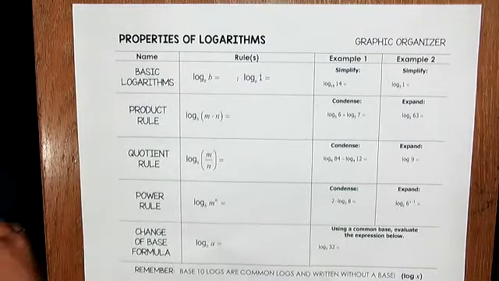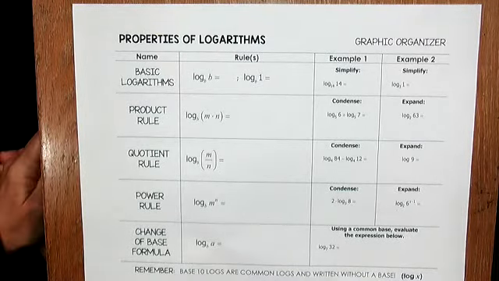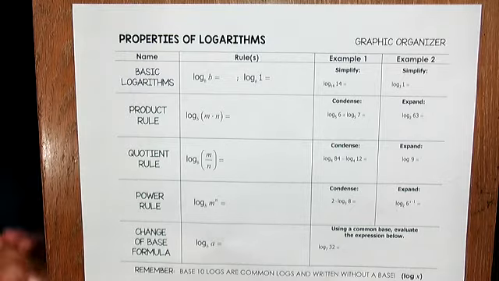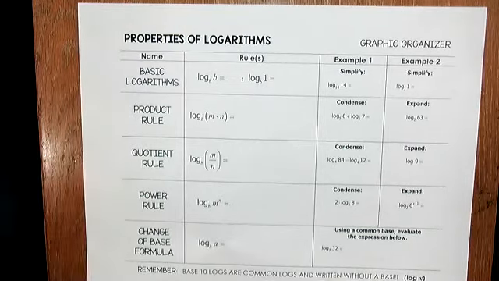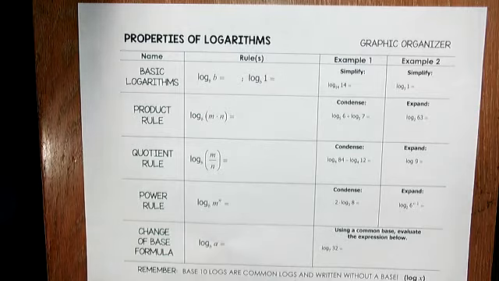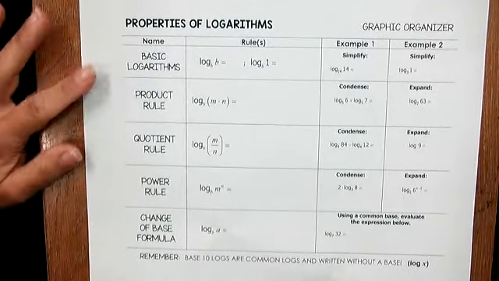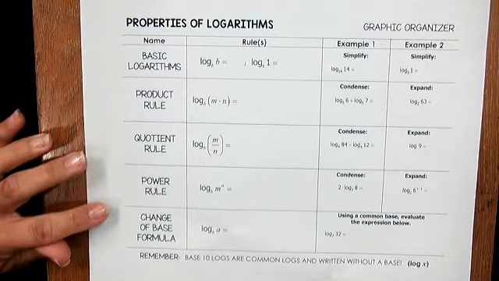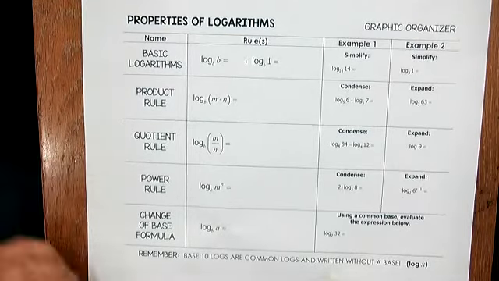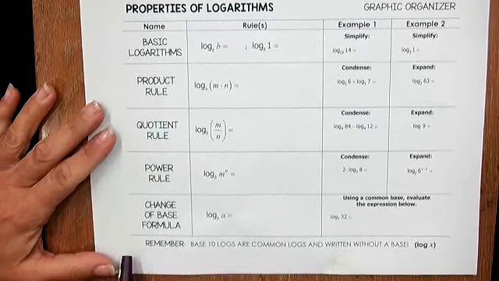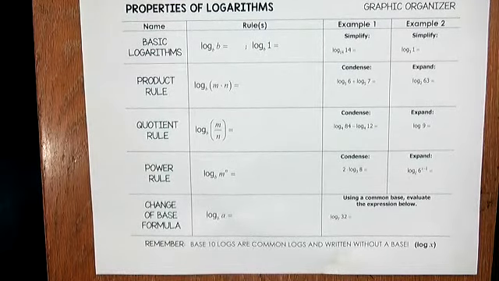Okay, Spartan fans, we're going to look at basic properties of logarithms this morning. We have 5 rules. We've got basic logarithms, product rule, quotient rule, power rule, and change of base formula. I'm going to start with change of base formula because we did that recently.